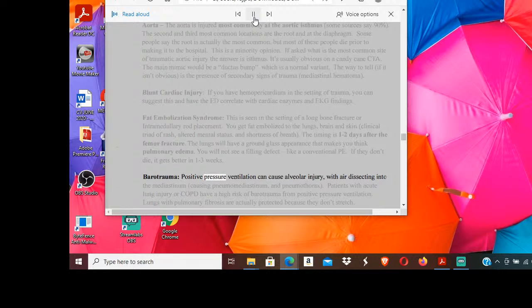Barotrauma. Positive pressure ventilation can cause alveolar injury, with air dissecting into the mediastinum, causing pneumomediastinum and pneumothorax. Patients with acute lung injury or COPD have a high risk of barotrauma from positive pressure ventilation. Lungs with pulmonary fibrosis are actually protected because they don't stretch.